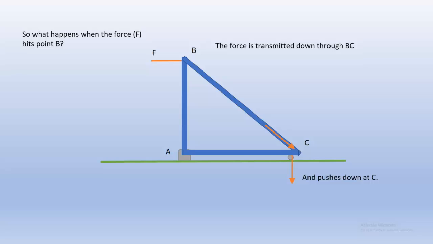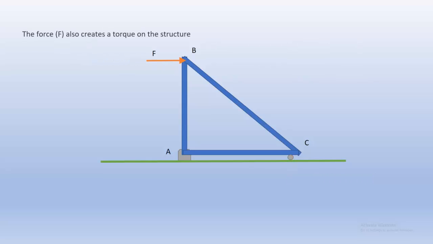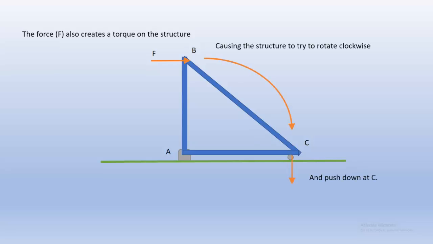But right now, just see that the other two beams are going to have to react to keep beam BC in place. Okay, so that's one way we can look at it linearly. We can also look at it that the force would try to rotate the entire structure, and again, it would still push down at C.